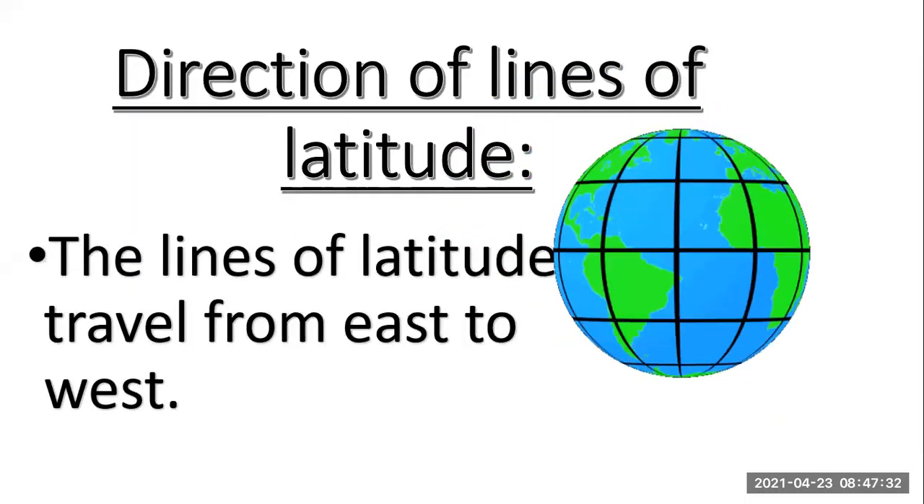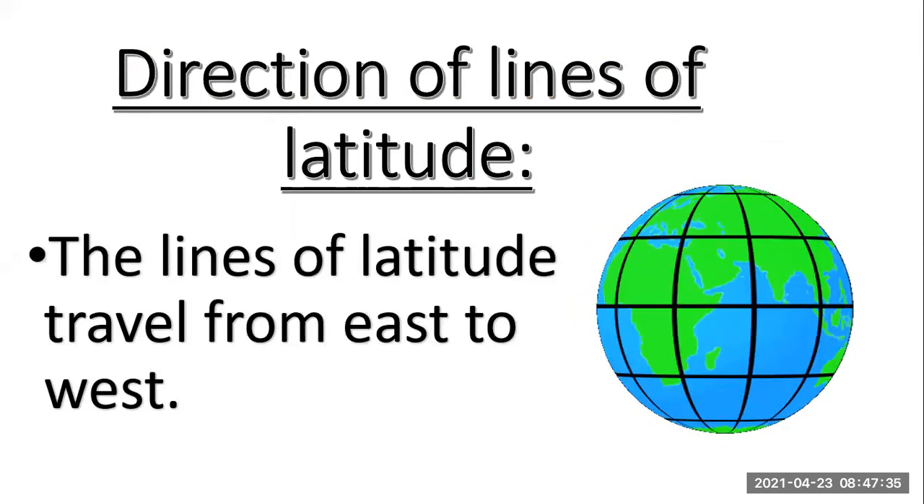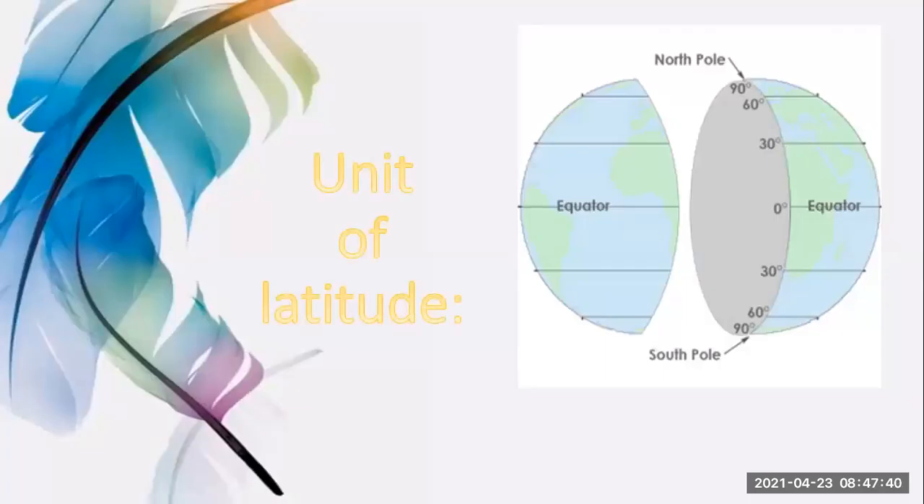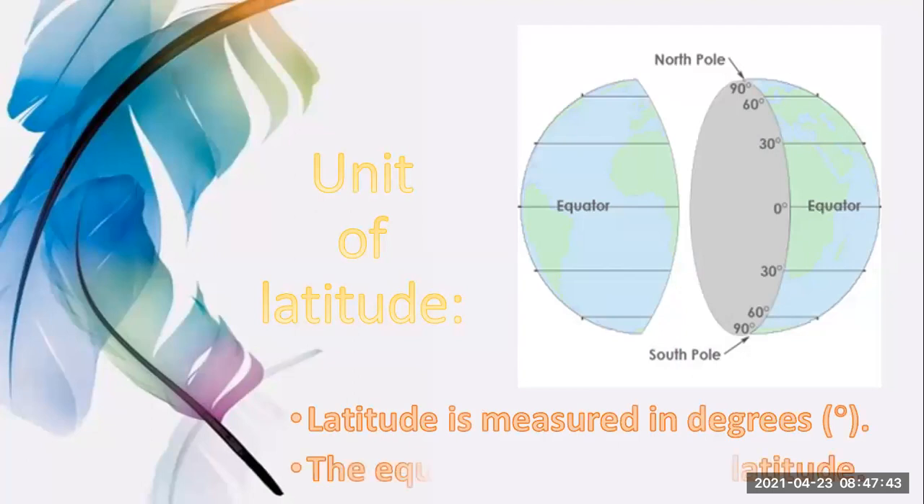Of course, the direction would be from east to west or west to east, because these are traveling horizontally. Now here comes the unit of latitude, that would be same as longitude. Latitude is measured in degrees as the longitude, but when we're talking about the longitude, if you remember, we said that the prime meridian serves as a starting point. The prime meridian is at 0 degree. But in case of latitude, the equator is the line which represents 0 degree latitude.